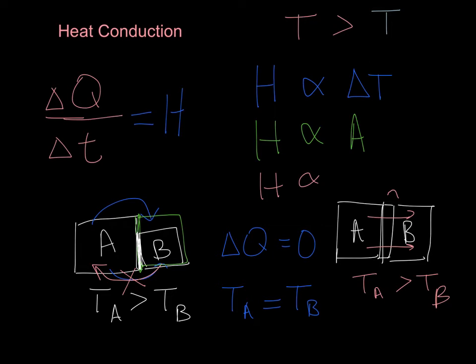If it was much thicker, you'd have less heat transfer, or less rate of heat transfer. If it was much thinner, you'd have more rate of heat transfer. So we're going to say that heat is inversely proportional to the thickness. Let's call the thickness D.